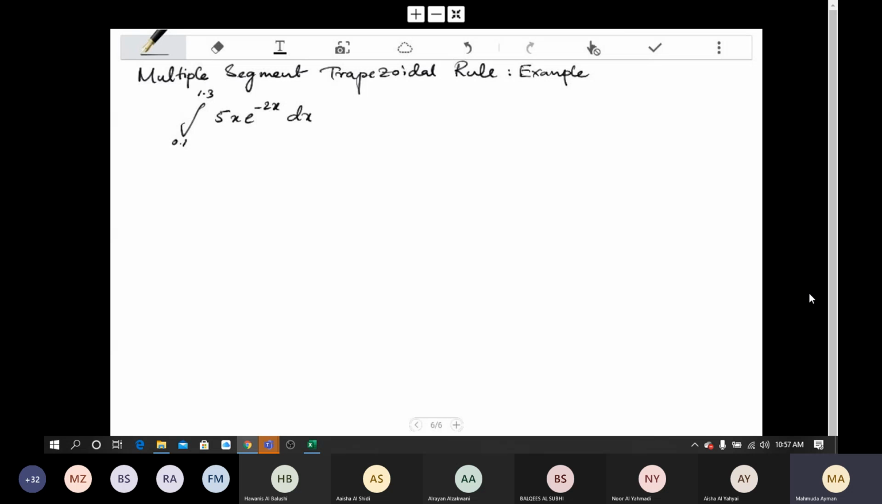So here you have dx. And now let's use, let's say, 3 segments for the trapezoidal rule. So we'll use 3 segment trapezoidal rule. All right. Now, can you calculate me the value for h? So while I'm writing down our formula for the trapezoidal rule again, calculate the value for h and give it to me.